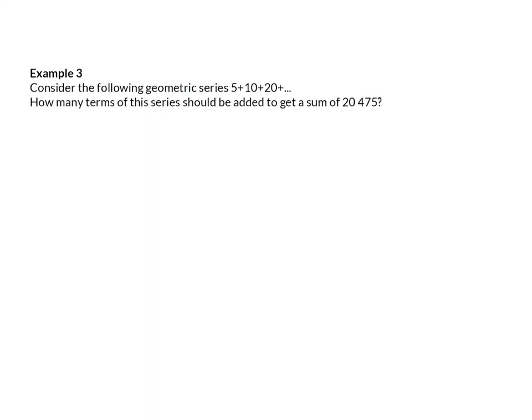Consider the following geometric series. How many terms of the series should be added to get a sum of 20,475? Now, once again, they mention that it's a geometric series. So we are going to calculate R, the constant ratio, by dividing term 2 by term 1. So we have a constant ratio of 2. We also know the first term is 5.